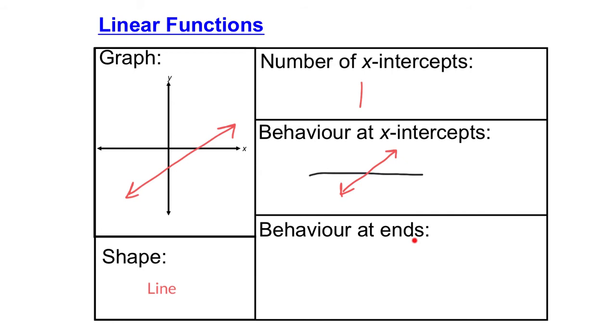Behavior at ends. What do I mean by that? Well, the ends. Look over here and over here. I have arrows. If I read the graph left to right, though, I can see that the end on the left and the end on the right are going in opposite directions. So just keep all this information in the back of your mind. I'm going to move on to quadratic functions, and we're going to start to find some patterns.